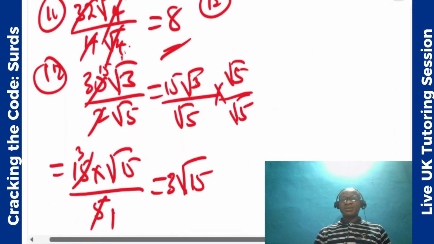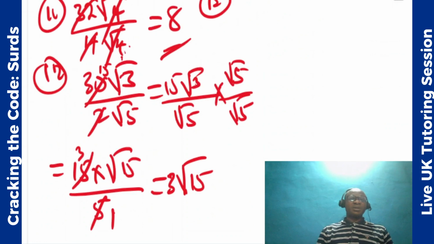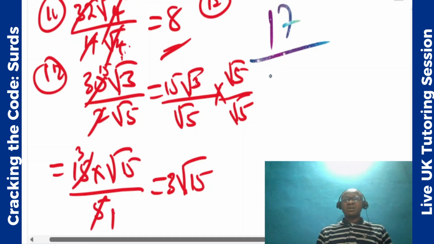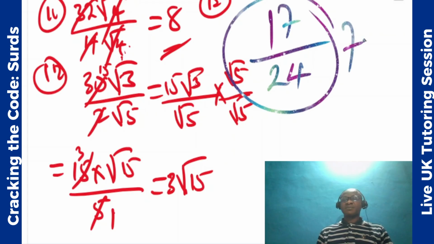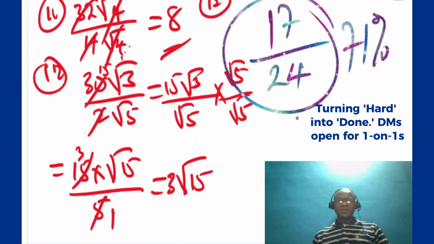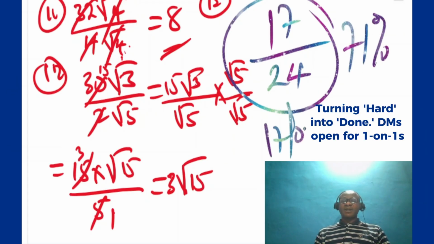Yeah. So your total score now is 17 all over 24. So if you work it into percentage, that is going to give us 17 by 24 will give us 71%. Is it okay? Yeah. All right.